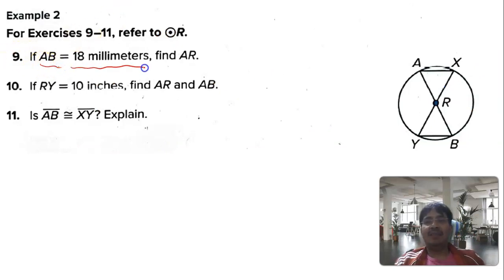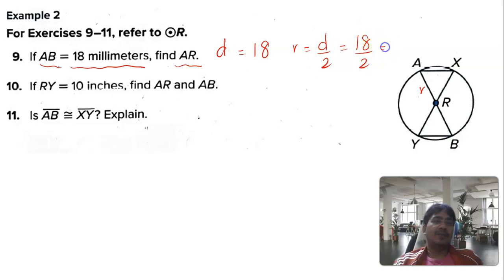AB is 18 millimeters. Find AP. AB from here to here is the diameter. So the diameter is 18. They're asking to find the radius. The radius is half the diameter. Divide by 2. 18 divided by 2. Answer: 9.